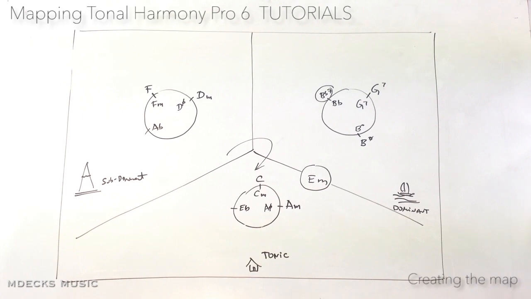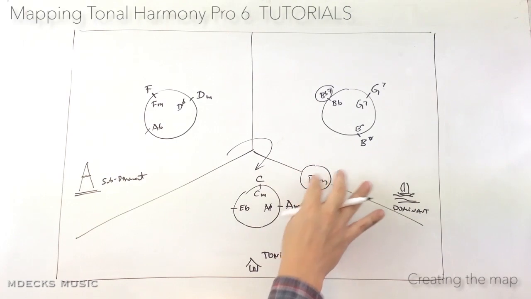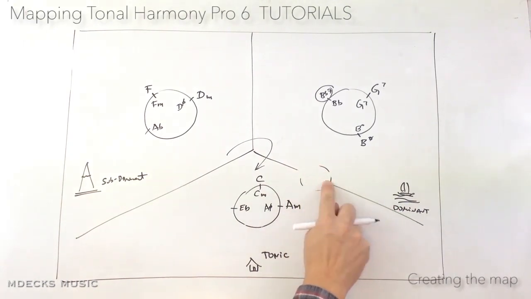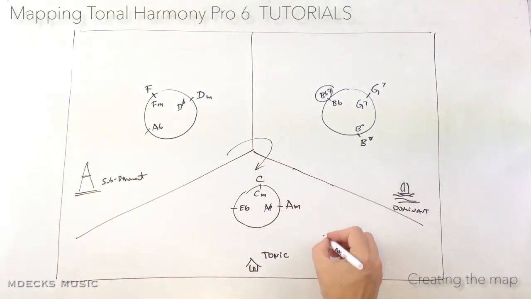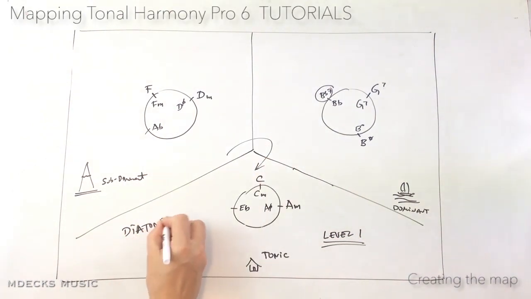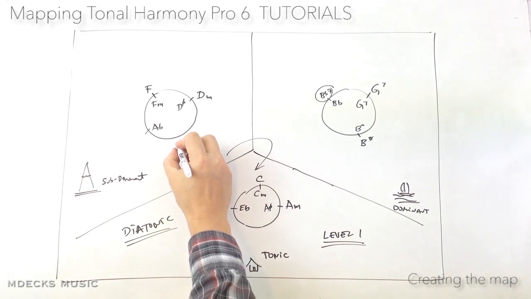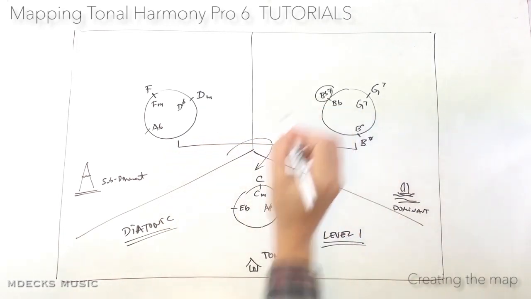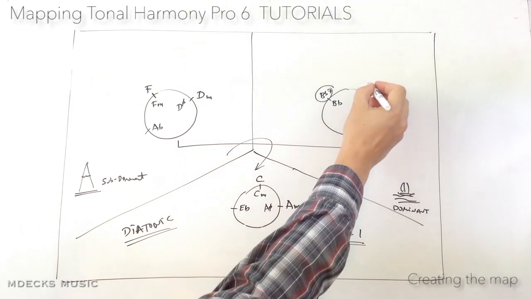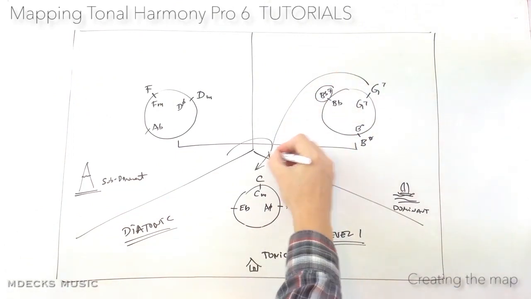Now, in Mapping Tonal Harmony Pro, the first level shows only diatonic chords in the 3 main regions. So this E minor, or 3 minor, is not included at this level. So there it is, level 1. All diatonic chords in major and minor, except 3 minor. Now let's say we are moving from the subdominant to the dominant. So we are creating a path with certain attributes, usually represented by a bracket. Same thing from dominant to tonic.